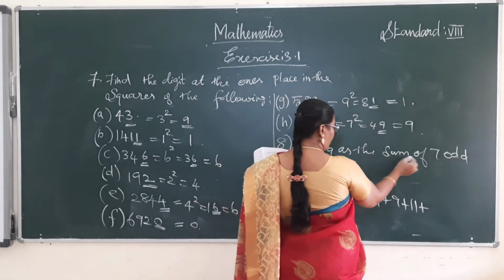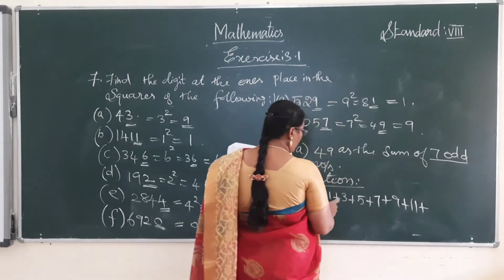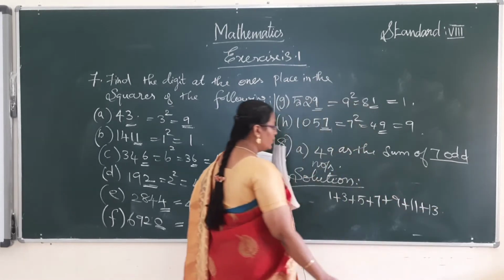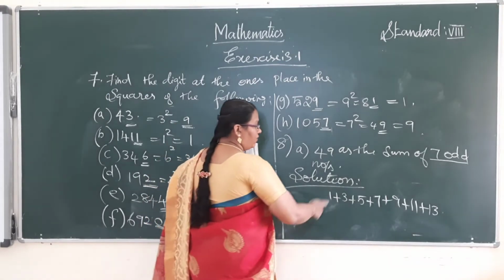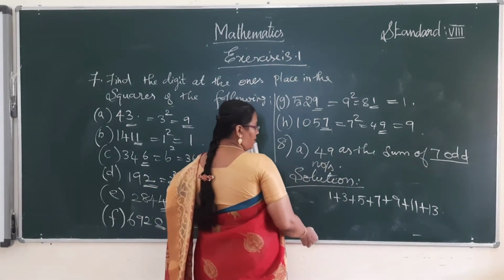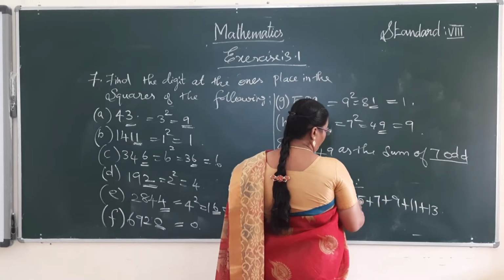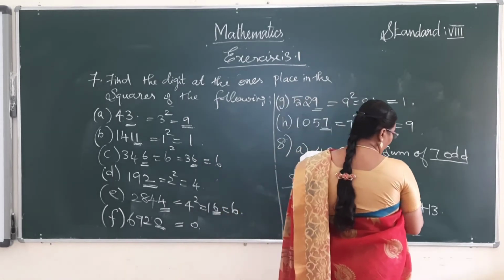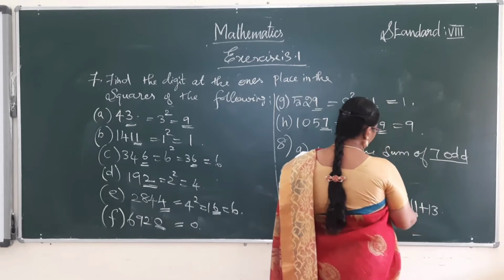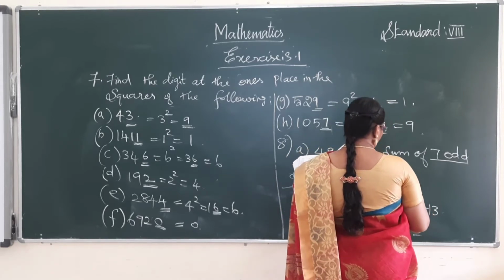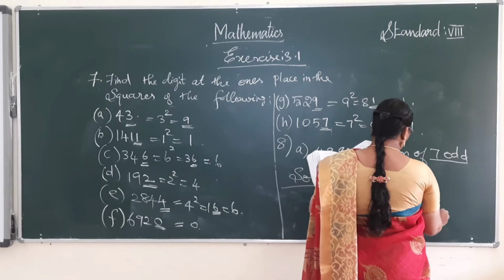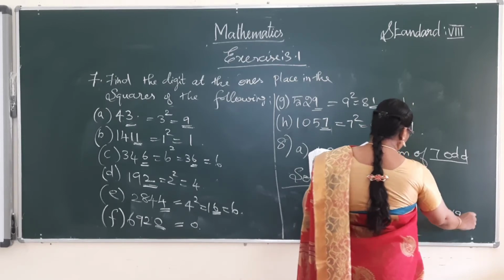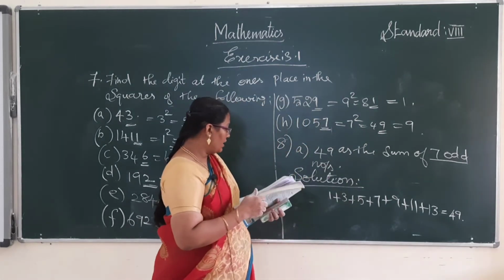So how many numbers? 7 odd numbers: 1, 2, 3, 4, 5, 6, 7. Add these all, we get the value of 49. So 4, 9, 16, 25, here 25 plus 24 is 49. Okay, so that is the answer.